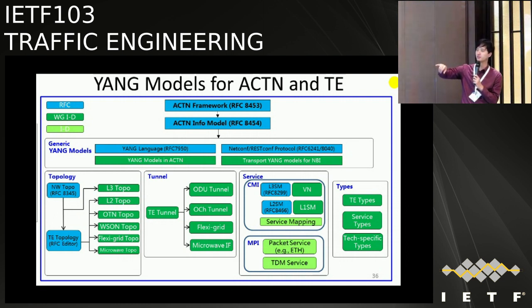The arrow-pointed one will augment the base model, and this allows people to generalize the model and augment it for technology-specific use. From the basic categorization, it is classified into topology, tunnel, service, and types. And we also have layer 0 technology to layer 3 technology for every type of these models.